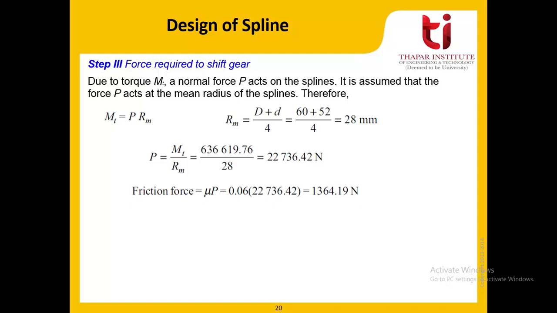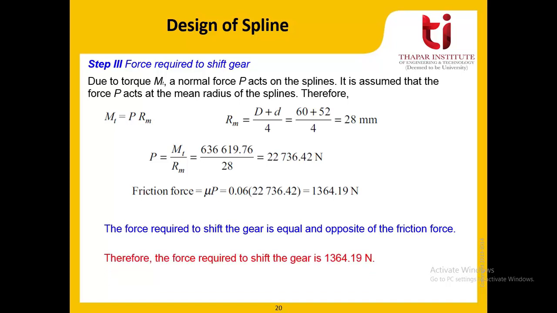So what will be the frictional force? The frictional force is mu times P, so 1364.19 newton, which is close to 1.36 kilonewton, right? Therefore the force required to shift the gear is equal and opposite to the friction force, because in order to shift the gears we have to work against the friction. Whatever the friction force is, the same force is the force applied to shift the gears. So the force required to shift the gear is 1364.19 newton or 1.36 kilonewton.